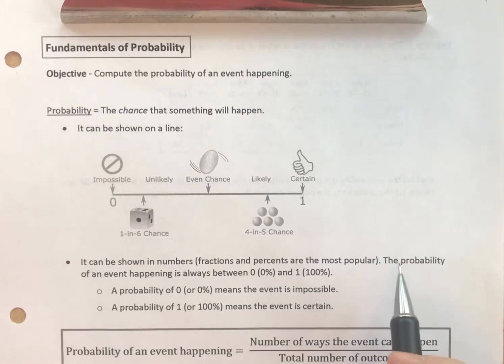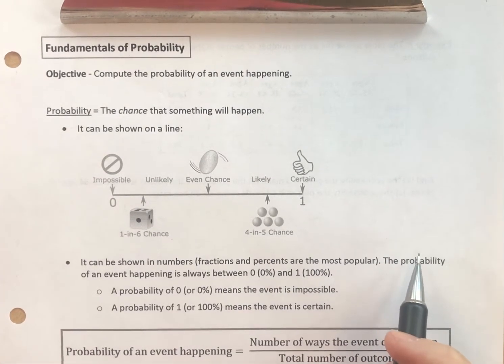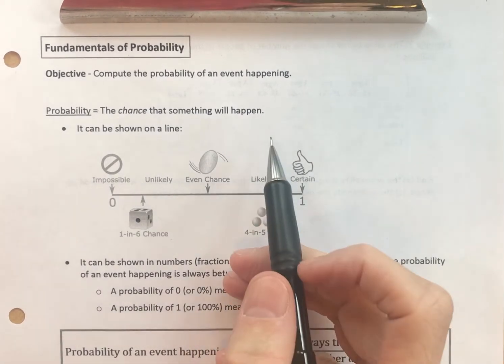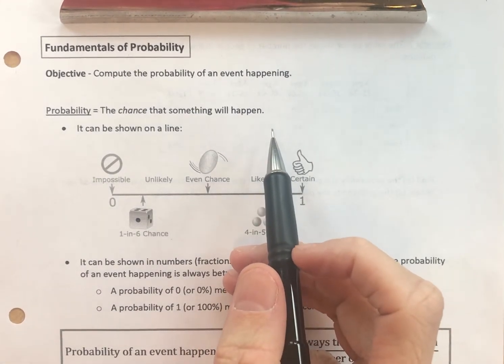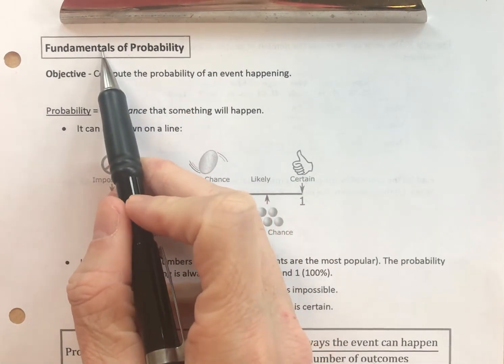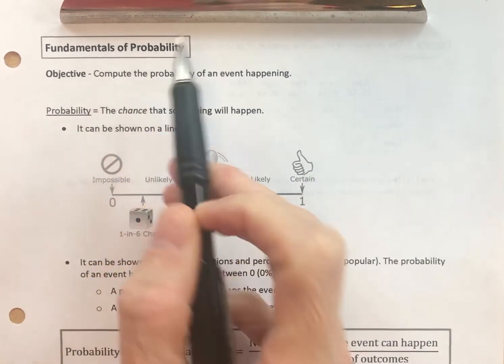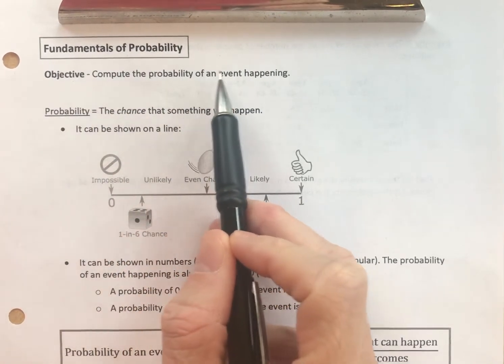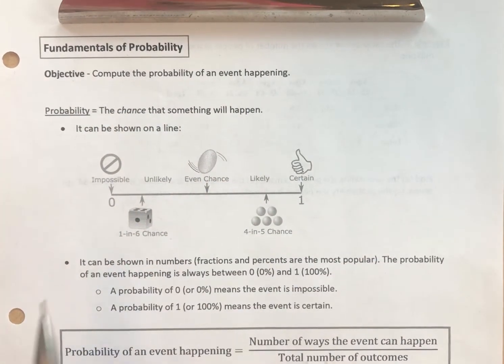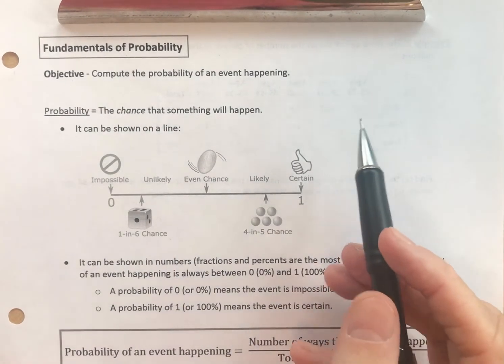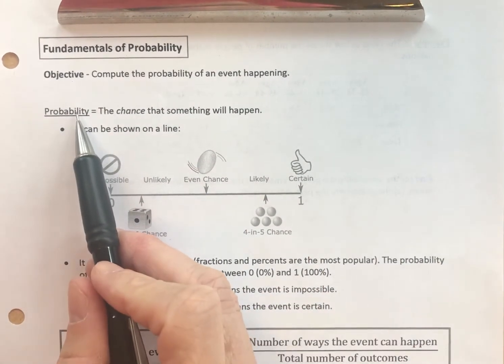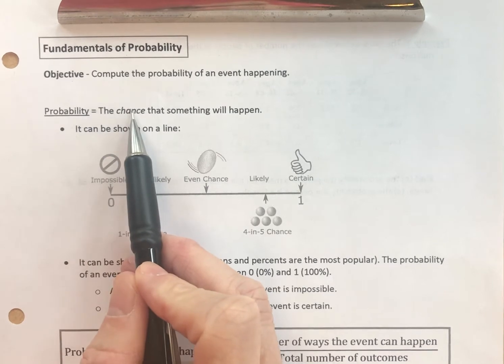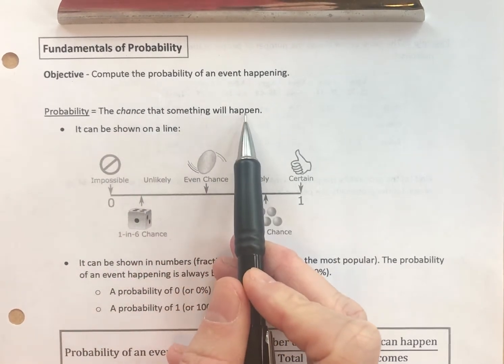So we started looking at probability in a previous video as we discussed the fundamental counting principle. In this video, we're going to talk about the basic fundamentals of probability itself. Our objective: compute the probability of an event happening. Well, let's first define probability. Probability is simply the chance that something will happen.